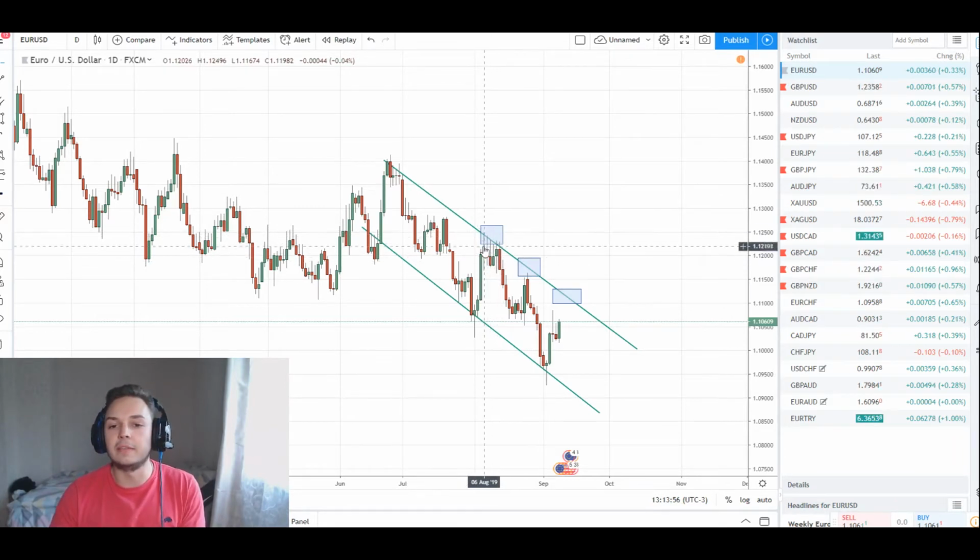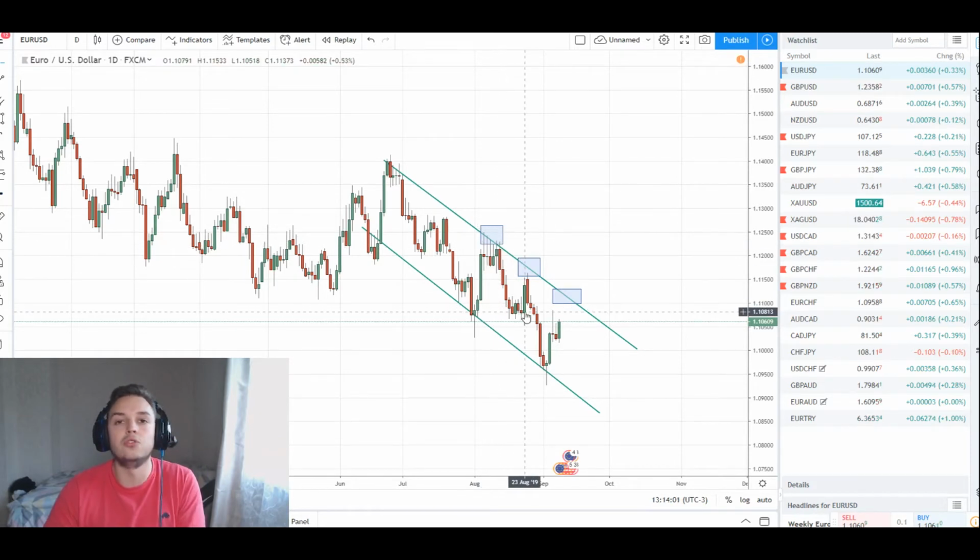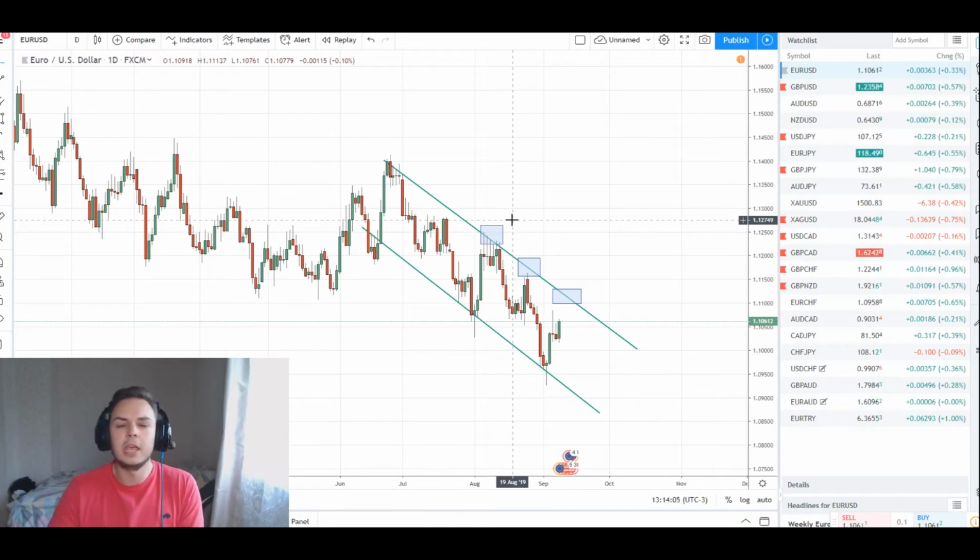As you can see, in this case, it took a couple of days. It took like 5 or 6 days, but then eventually it went down 140 pips or something. So it's very good, and this strategy works. It's not really a strategy, it's just a little tip I want to show you guys. You should always be using this.